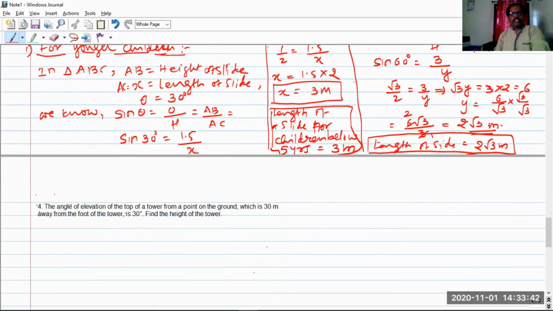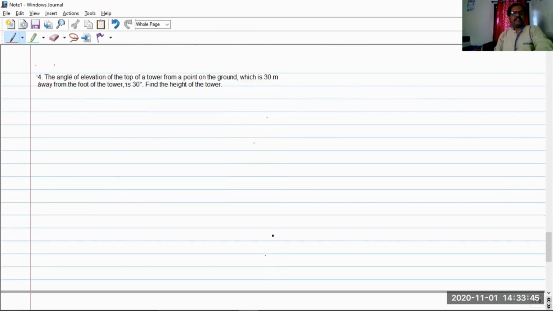The sum number 4, the next example we are going to discuss here. The question is like this: the angle of elevation of the top of a tower from a point on the ground which is 30 meters away from the foot of the tower is 30 degrees. Find the height of the tower. So just imagine what is given. The tower is given, so just try to draw the tower.